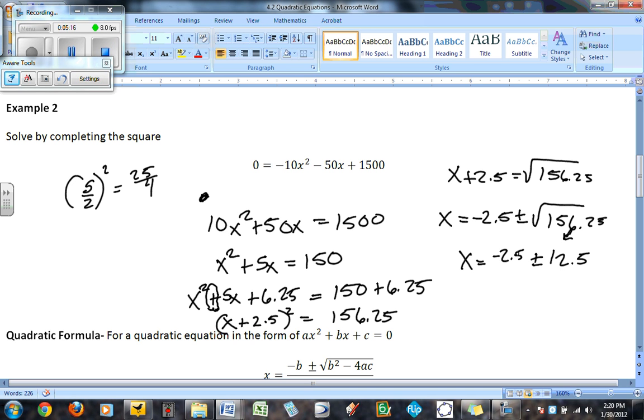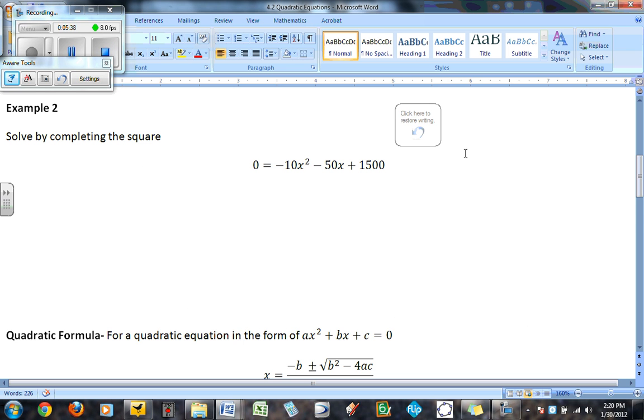And then negative 2.5 plus 12 and a half, we'll have x equals 10. And when we go negative 2.5 minus 12.5, we'll have x equals negative 15. All right, so that's a little bit of algebra review for completing the square that can come in handy when we're trying to solve quadratic equations.